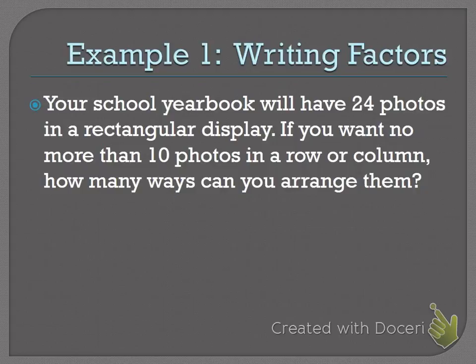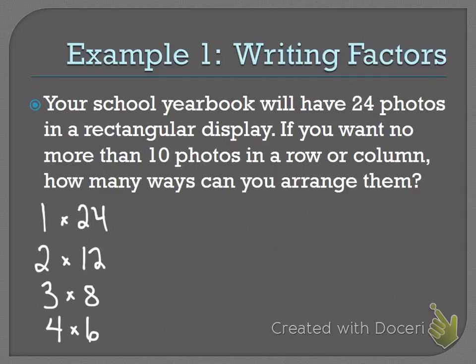It says your school yearbook will have 24 photos in a rectangular display. If you want no more than 10 photos in a row or column, how many ways can you arrange them? So we've got to figure out, obviously we can't have any leftover numbers, so what combinations of numbers would fit this criteria? Well, we can do that by starting to list the factors. 1 times 24, 2 times 12. What's some other factors? They can be multiplied together. 3 times 8, 4 times 6. Very good.